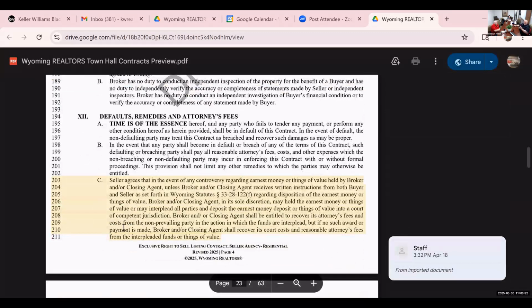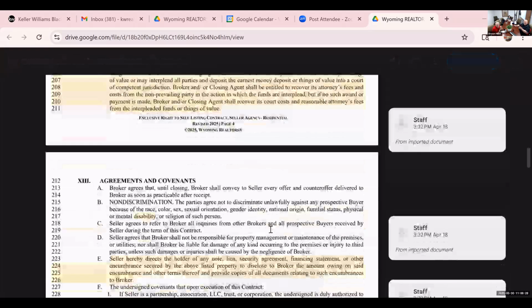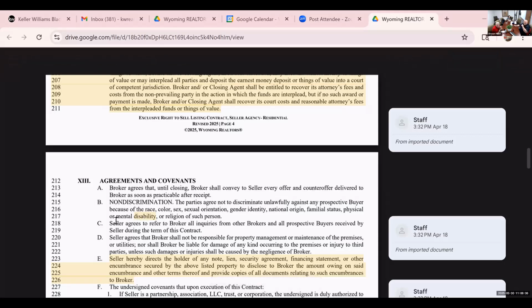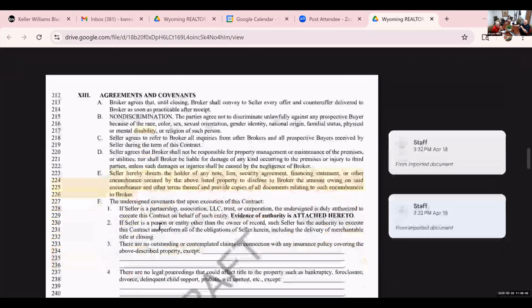Reworded a little bit about earnest money and that kind of thing, but it was just language cleanup in there, as far as I know. Fair housing, I think this used to say mentally disabled, and now says mental disability to match up with the fair housing language.